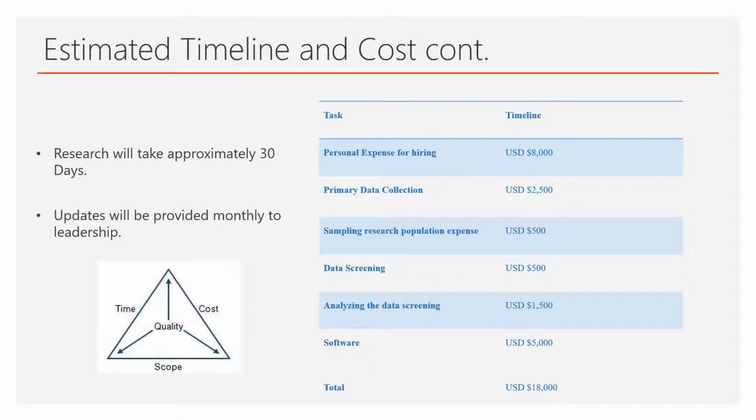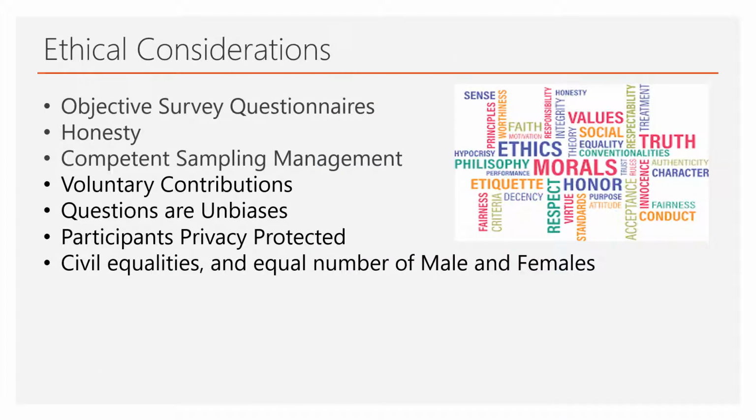And then we're going to go further, and we're going to say, hey, we've got personnel expense for hiring. That's going to be $8,000. Primary data collection itself, $2,500. A sampling research population expense of $500. Data screening, $500. Analyzing the data, $1,500. That's with the SPSS tool that we spoke about earlier. Software would be $5,000, having a total of $18,000. Approved.